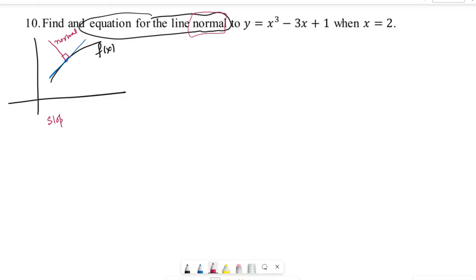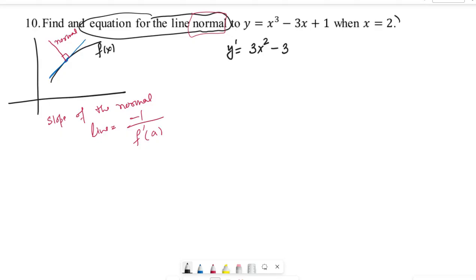And the slope of the normal line is equal to the reciprocal of the derivative at that point with the negative sign. Okay, so flip and a negative sign. That's the slope of the normal line. So that means for finding the slope, we need to find the derivative. Let's find the derivative. The derivative of this function is 3x squared minus 3.